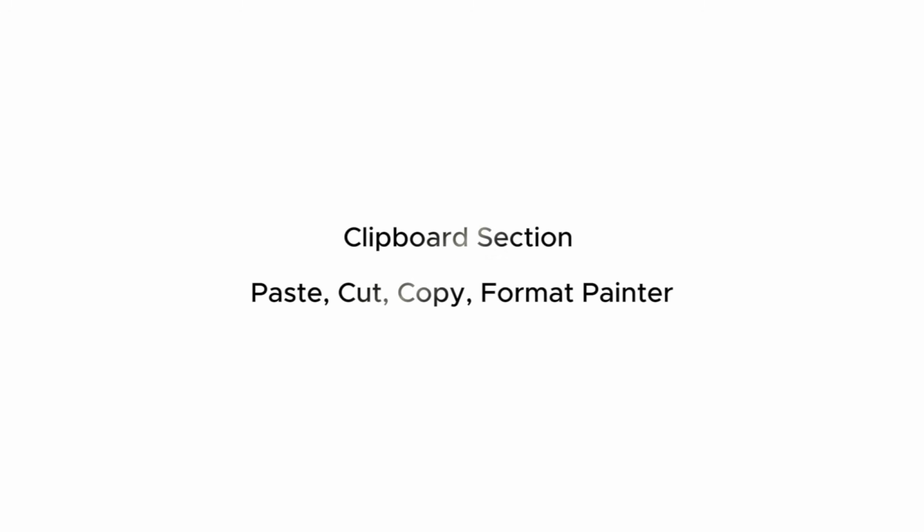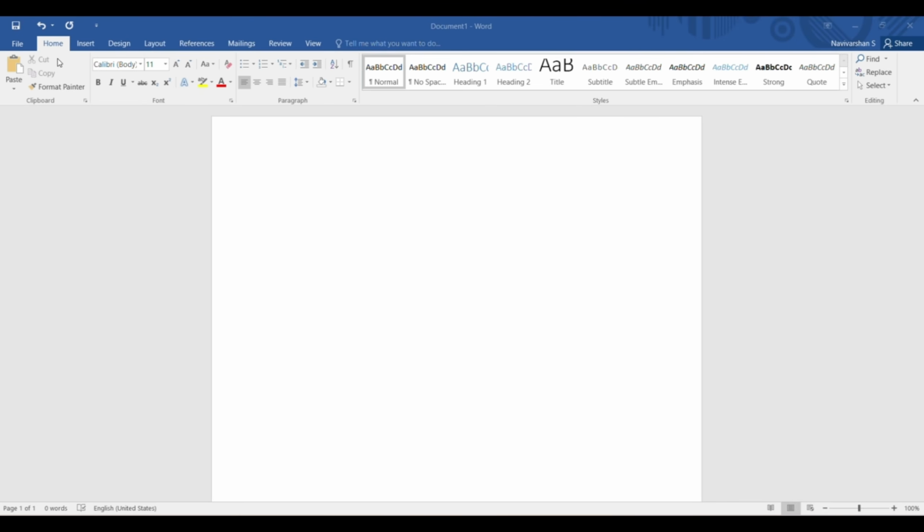Clipboard section. Paste, cut, copy, format painter. Let's start with the clipboard section on the left side. The copy option is used to duplicate text, such as customer details or standard response templates. The cut option removes text from one place and allows you to move it elsewhere. The paste option inserts copied or cut content into the document.